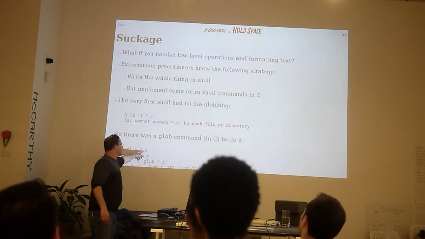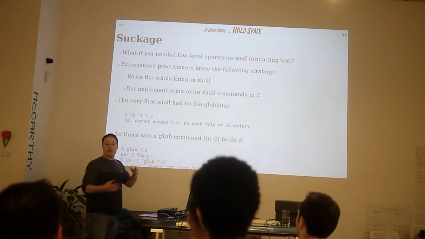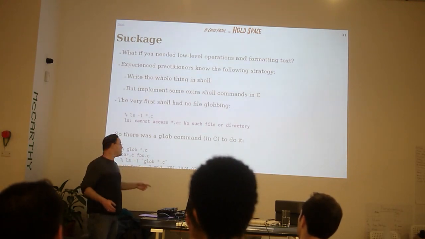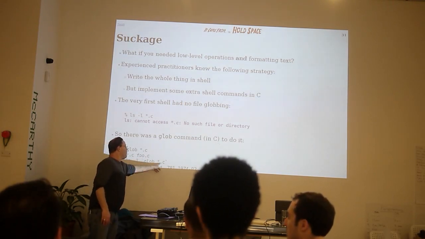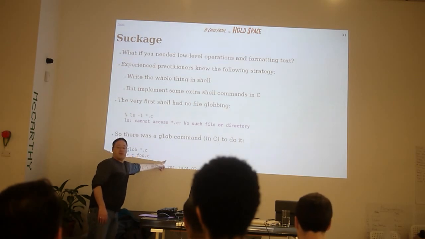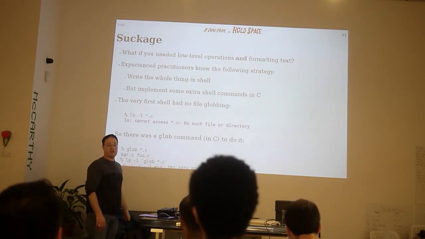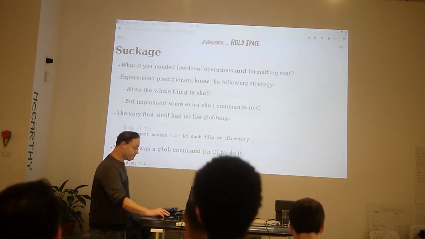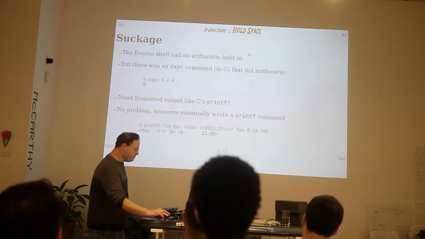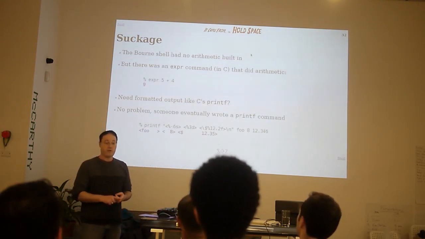We'd say glob star.c, and glob would get this star literally, and would read the current directory, find the matching files, and print out their names. And then in the shell, you could take its output, that's what these backticks mean, and feed that to ls -l, just those files. So the globbing was actually an external command in the first shell. Bourne shell did not, and I think still does not, have arithmetic built into it.